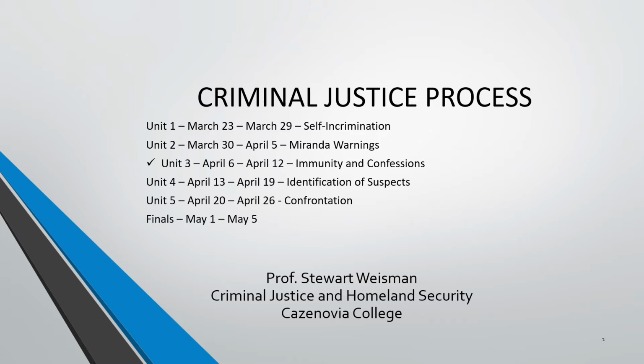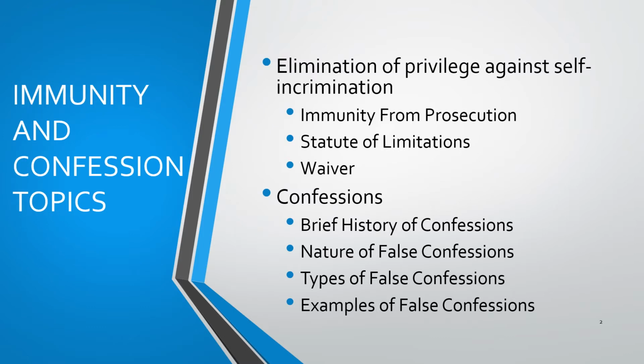This is Unit 3, and the presentation will discuss immunity from prosecution and false confessions. In Unit 3, we will be looking at the elimination of the privilege against self-incrimination, which includes immunity from prosecution, the statute of limitations, and waiver. We will also be looking at confessions, which includes a brief history of confessions, the nature of false confessions, types of false confessions, and examples of false confessions.